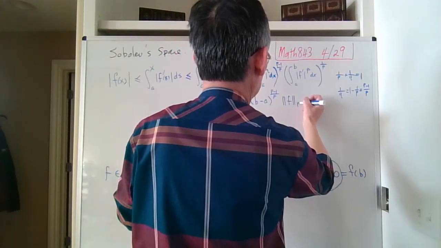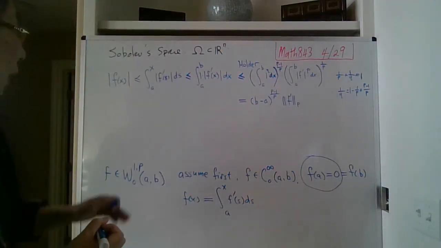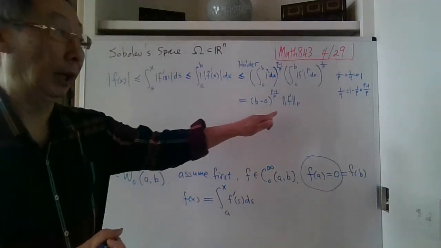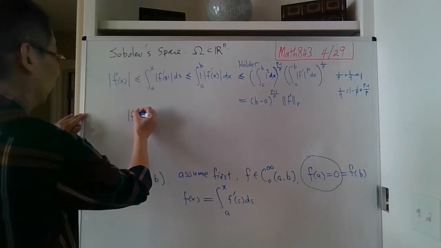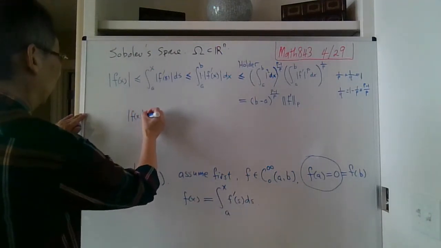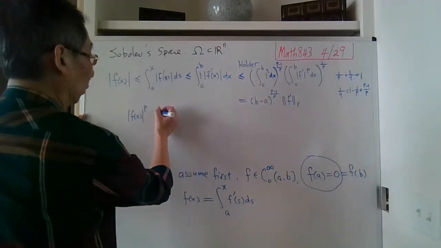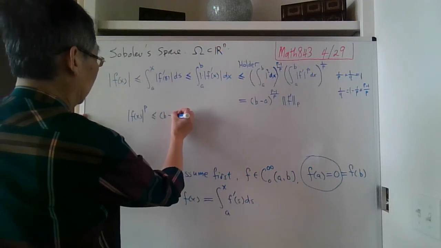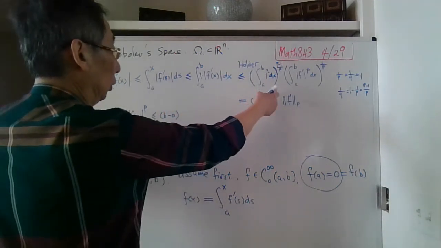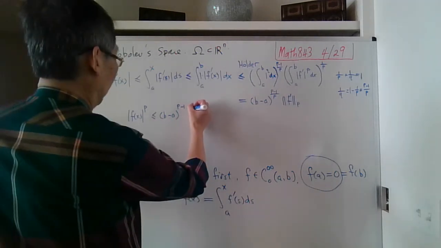The p's norm. The derivative here. Okay, so I have this estimate, right? And then I look at the f(x) to the p's power. So if you take the power on both sides, this one will be less or equal than (b - a) to the power p - 1. Okay, and then you have f prime.